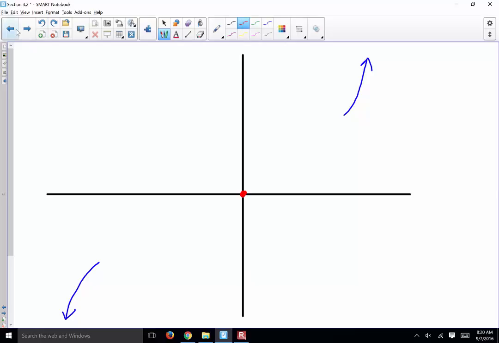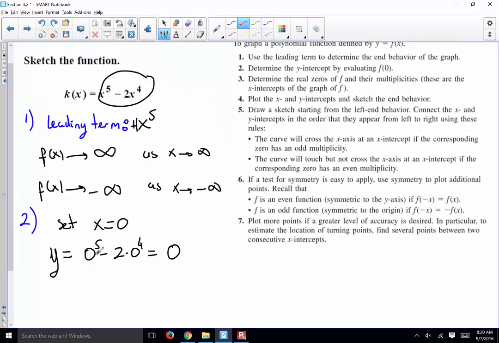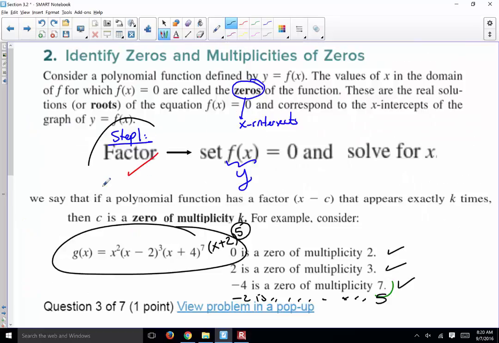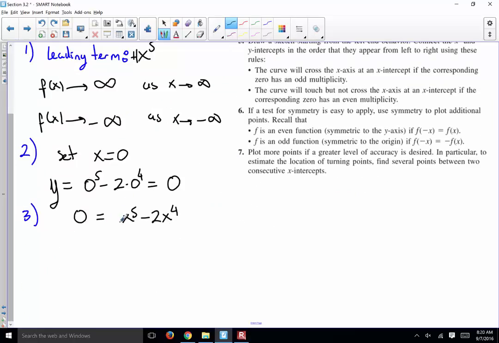So I will find the x-intercepts, one of them is 0, which is in step 3. Step 3 says find zeros of the function, but it's actually x-intercepts. So to find x-intercepts, I set y to 0 and compute x's. And what's the strategy? Again, go up one back. If they're asking for x-intercepts or zeros, you first factor, set it to 0 and solve. We have already set it to 0. All you need is to factor this thing.